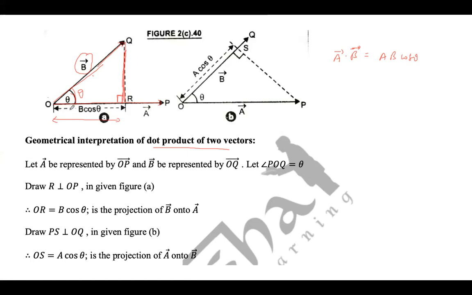So when I say dot product, it is AB cos theta. That means A into the component of vector B along A. So this is the projection of B onto A. What will we write B cos theta as? Projection of B onto A. Similarly, A cos theta is the projection of A onto B.